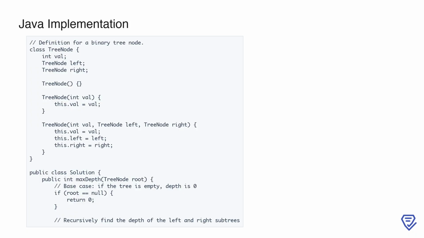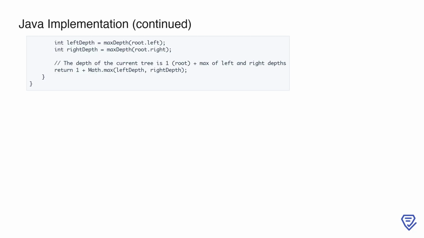If the tree is not empty, we proceed to calculate the depth of its subtrees recursively. We compute the depth of the left subtree by calling maxDepth on the root's left child, and similarly, we calculate the depth of the right subtree by calling maxDepth on the root's right child. These recursive calls allow us to traverse the tree down to its leaf nodes, calculating the depth at each level.